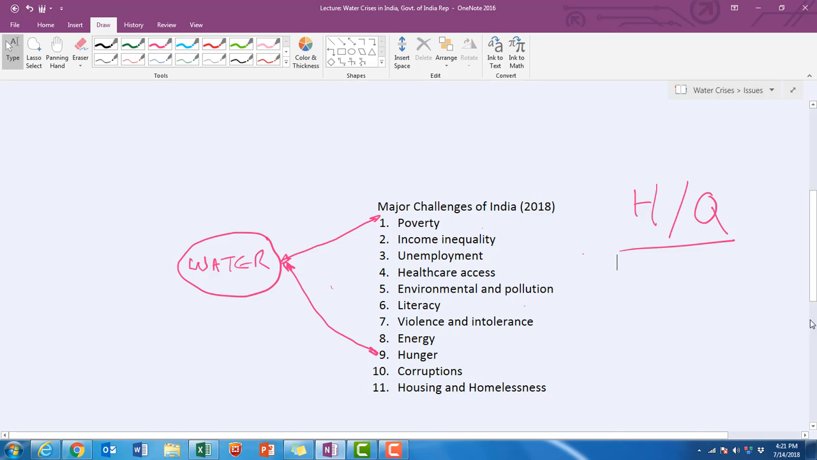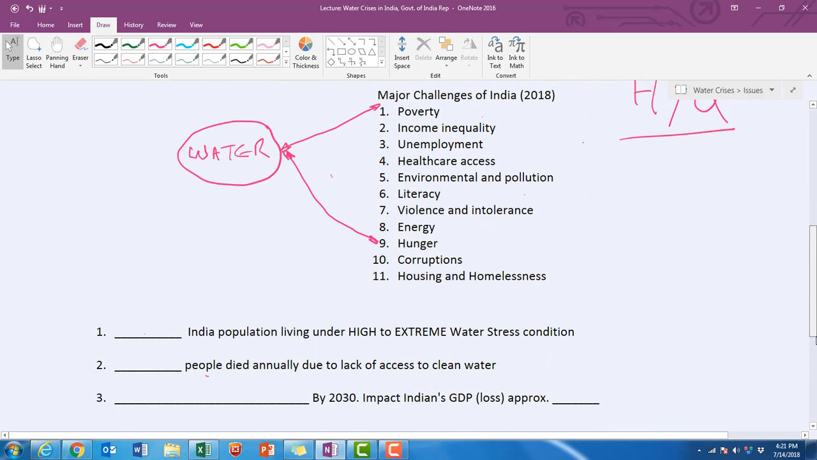Now, let's move on to the next one. In India, there are millions of people living under high to extreme water stress conditions. I'm going to put the number here: 600 million. Yes, 600 million Indians are living under high to extreme water stress conditions. I'll explain later what water stress conditions mean. And approximately 200,000 people, 2 lakhs, die annually due to lack of access to clean water. Now, here's the worst part. It's going to get worse.